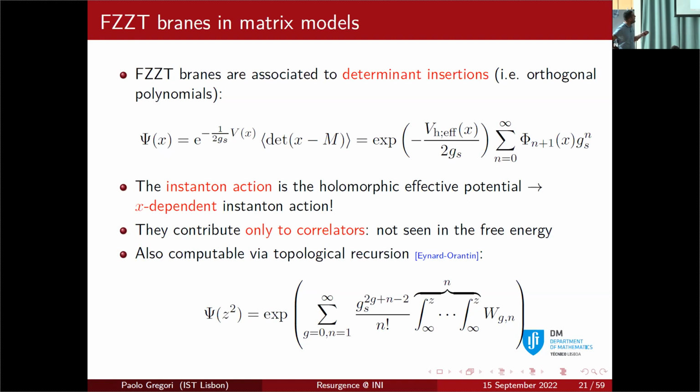So as I said, they contribute only to correlators. And in fact, for example, the W_1 correlator, which depends on some variable z_1, will have a z_1-dependent instanton action. And also this contribution can be captured by topological recursion by a smart packaging of the W_{g,n} computed by topological recursion. But again, this might look very similar to the lowercase psi that I defined earlier, but here the contour of integration of the Y_{g,n} changes. And this is a crucial difference that makes these two objects very different from each other.